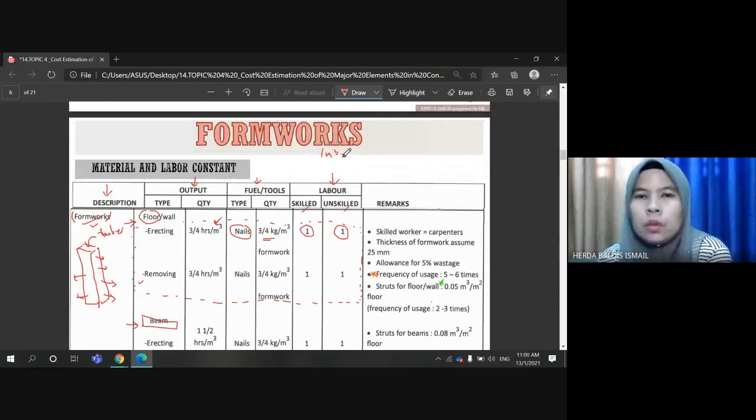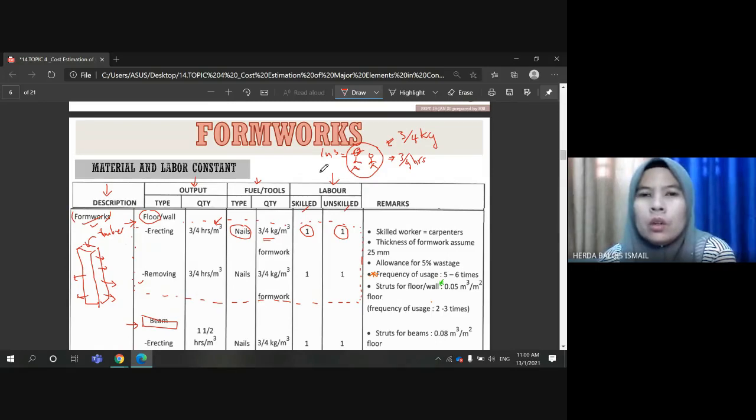Meaning to say that in order to erect 1 cubic meter of formwork, it requires one skilled labor and one unskilled. With these two workers, it requires 3/4 hours. And the tools required to erect the formwork of 1 cubic meter of materials is 3/4 kilogram of nail.